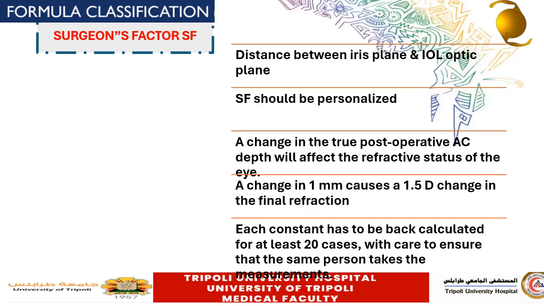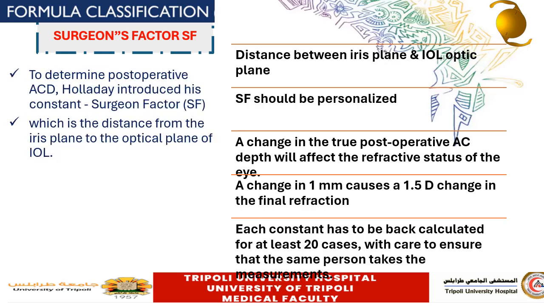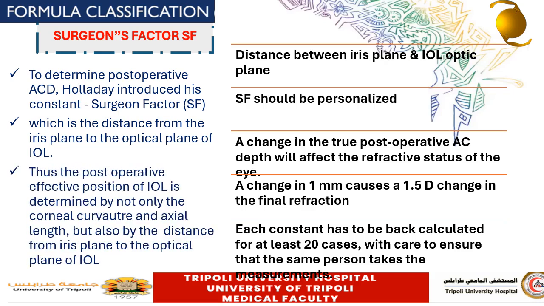When we say personalized, it means that each surgeon should evaluate the cases after doing this formula and determine the error that he has found in the result, and he modifies this factor so that he will reach the best and optimum result. And you can understand that an error of 1 millimeter in the prediction of this factor can result in 1.5 diopter of changes in the refraction. So the surgeon factor is peculiar to the Holiday formula. This is the Holiday 1. We will see that in the Holiday 2, in the fourth generation, they add more variables to smoothen and verify the precision of this formula.